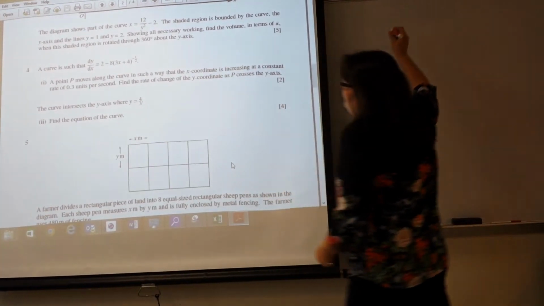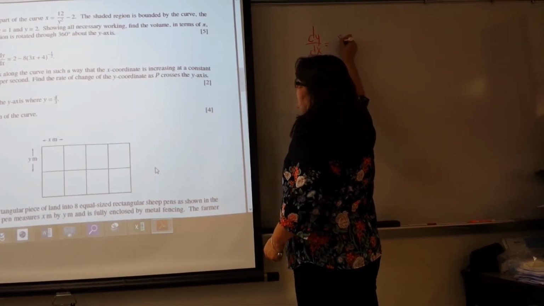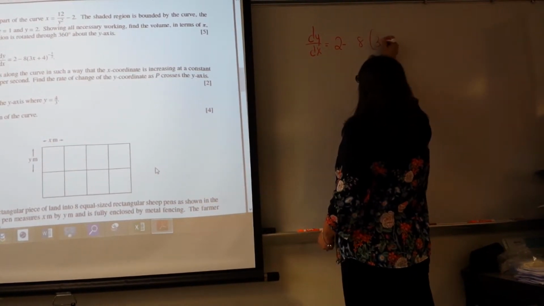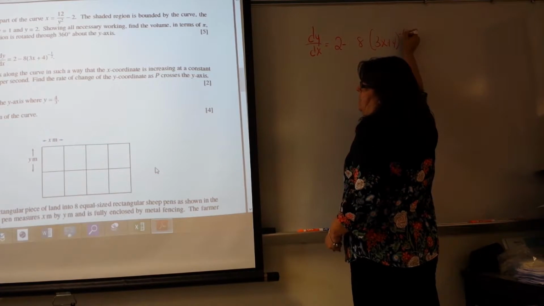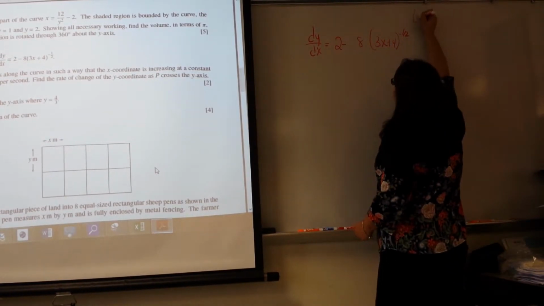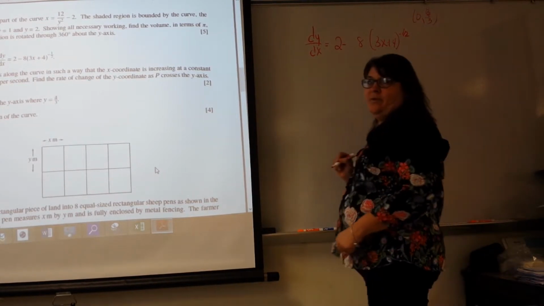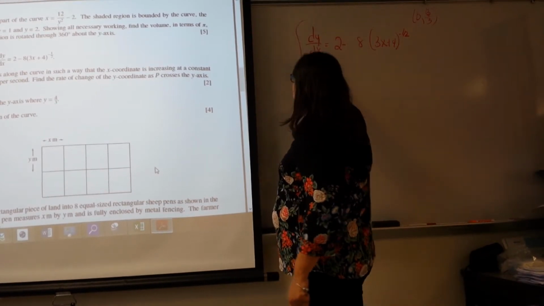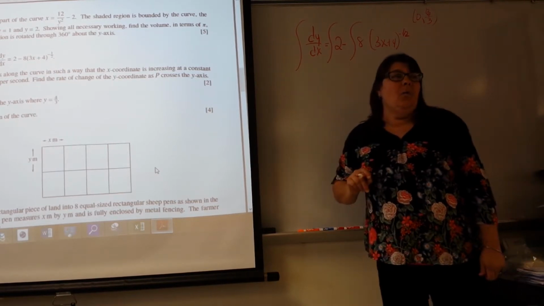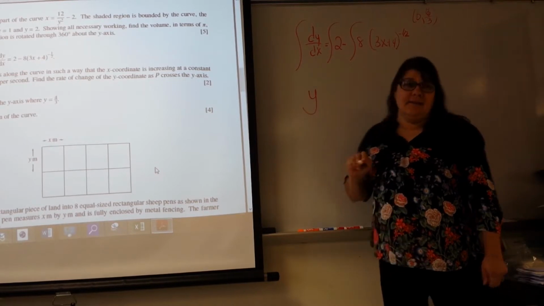Okay, so my dy over dx equals 2 minus 8 times (3x plus 4) to the negative 1/2. And so we're going to integrate, and our ordered pair is going to be (0, 4/3). I tried to put 3/4. Okay, so if I integrate all pieces, what's the integral of dy over dx? Y. Right. Because I said so.